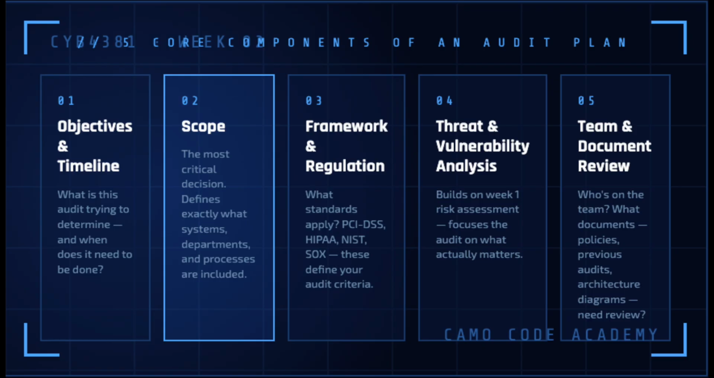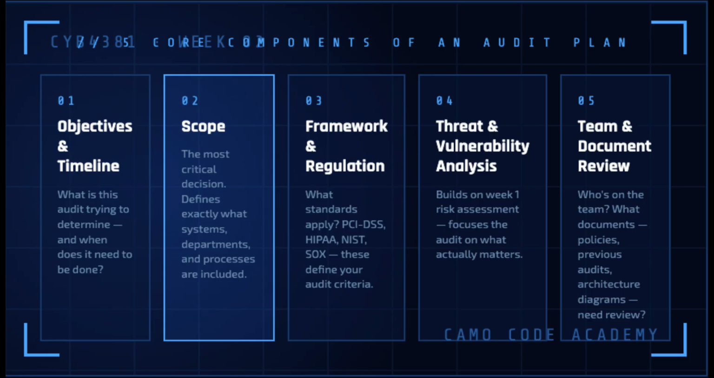Now, the second is scope, and honestly, this is the one that trips people up the most. Scope is just, what exactly are you auditing? Which systems should be audited, which department, and which processes? The temptation is just to say everything, but scope creep is a real thing and it kills audits.